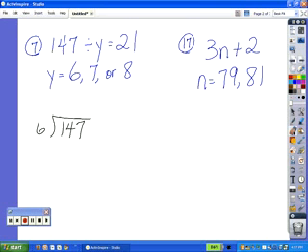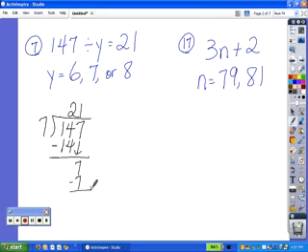But before you just automatically decide that 7 is your answer, it's always best to check it out. 7 into 14 is 2. 7 into 7 is 1. So again, because 6 and 8 were even, an even number will not go into an odd number without a remainder. 7 seemed like the most likely choice, but we checked it just to make sure. So our answer is y equals 7.